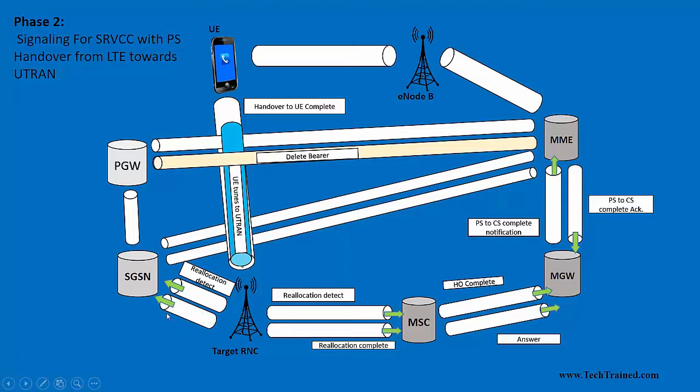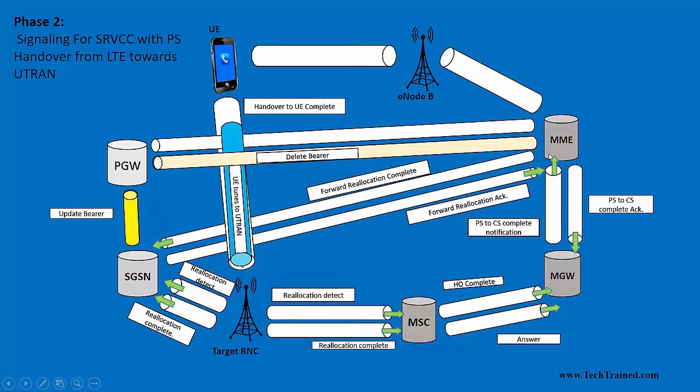As you can see over here, before the MME sends an acknowledgement, the target RNC is informing the SGSN, if you see on the bottom left, that relocation complete has happened, and the MME is forwarding the relocation complete message towards the SGSN. As a result of this forward relocation complete message, the SGSN is going to send a confirmation or an acknowledgement which you see over here. Once this acknowledgement is received by the MME, then the MME is going to delete the session.